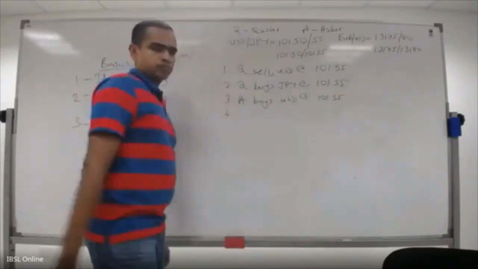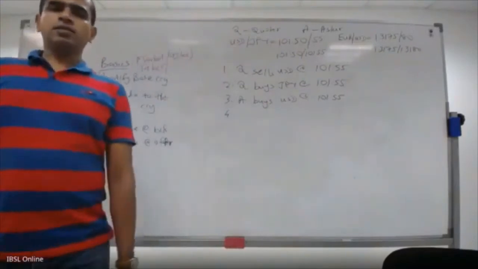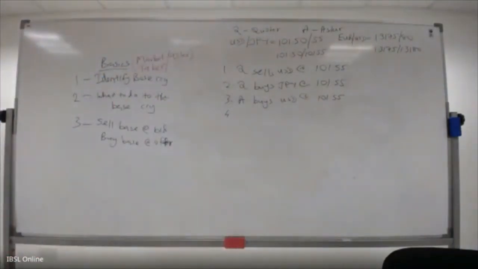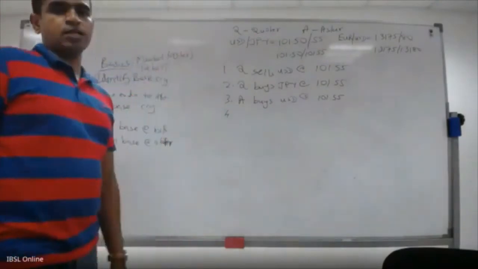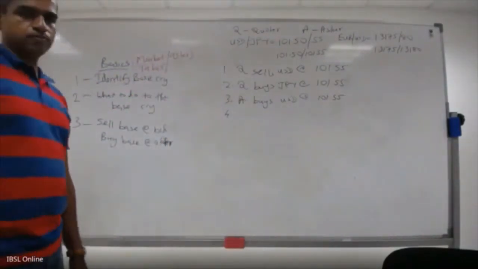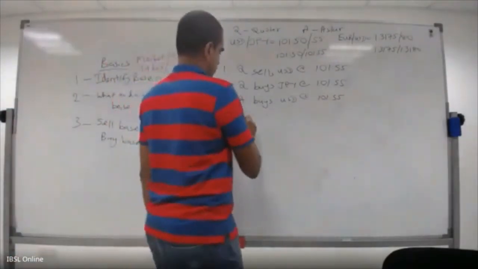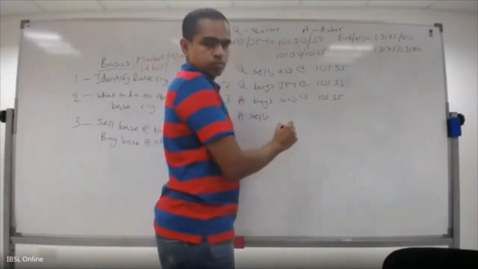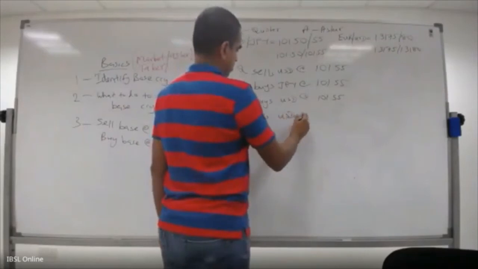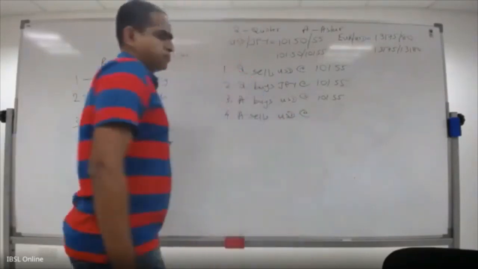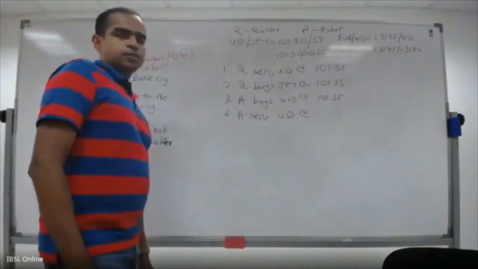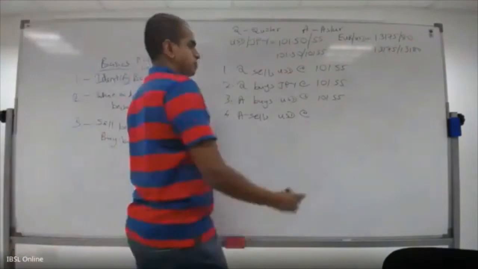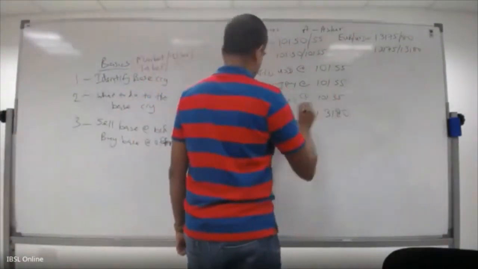Number 4, at what rate the asker sells dollars on euro dollar? Asker sells dollars on euro dollar means, if you are selling dollars, since euro is the base, it means you are buying euro. Selling dollars means the asker is buying euro at the offer, 131.80.